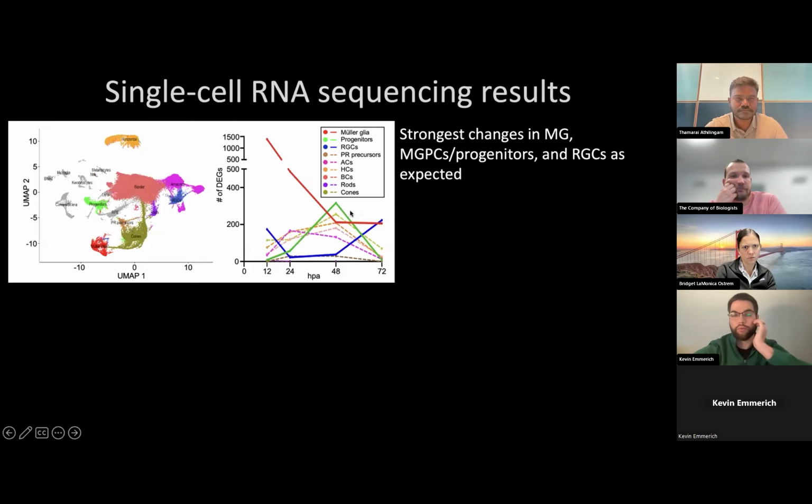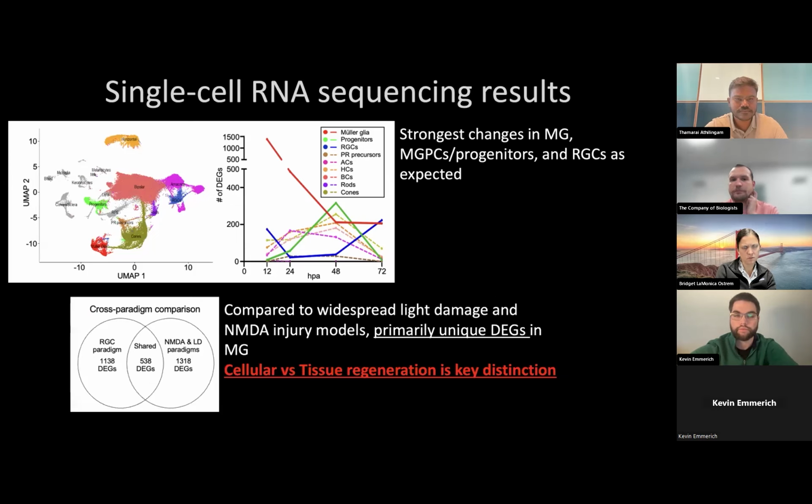By 48 hours post-ablation, you see the peak of differentially expressed genes is now in the progenitor cells, which is going to encompass those Mueller glia progenitor cells. And then at 72 hours, you can see the strongest peak is now in the ganglion cells, which have now started to regenerate back. So we've got a nice full process here of cell death and early regeneration.